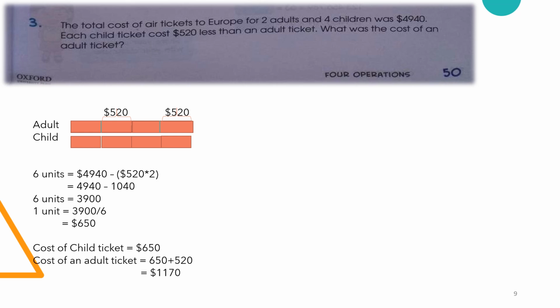And we know that the adult ticket is $520 greater than the child ticket. So we are going to add $520 to $650 to get the cost of an adult ticket, which is $1170.